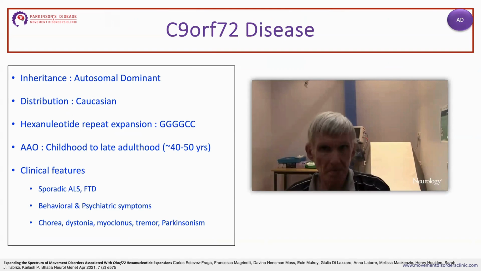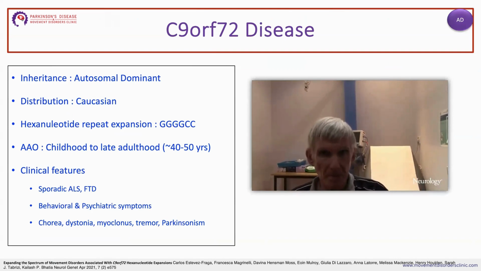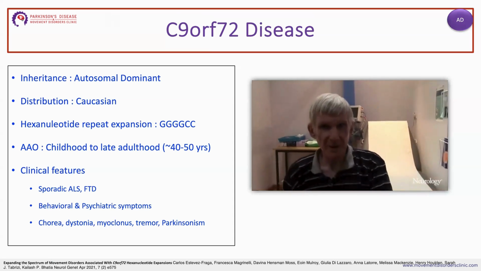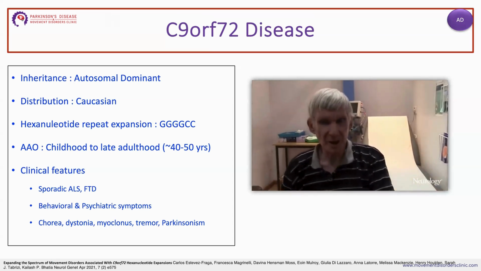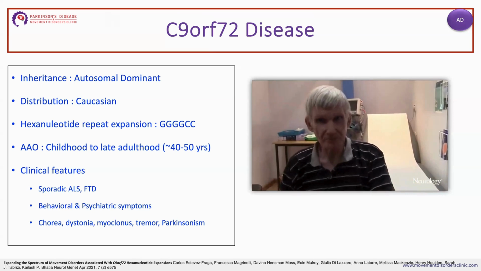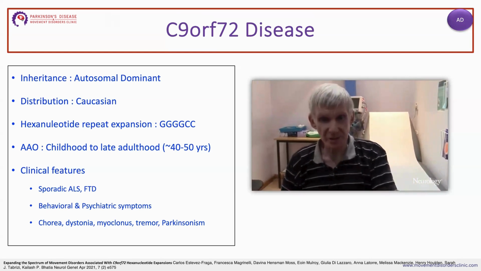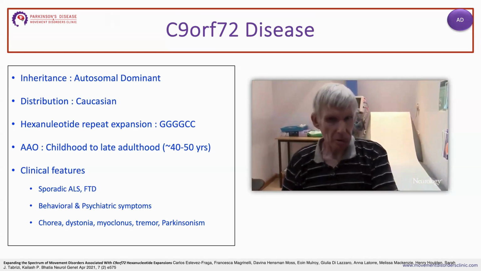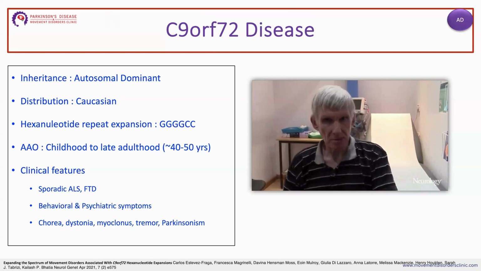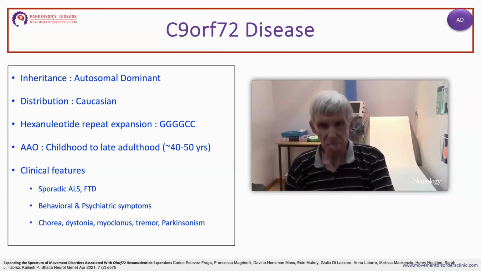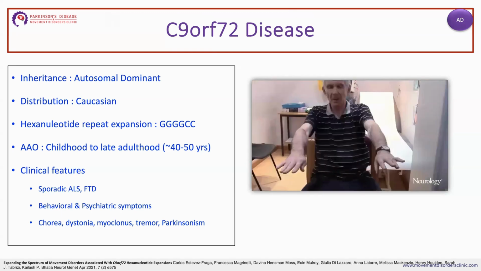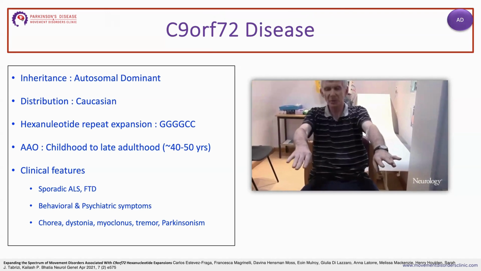So C9orf72 is an autosomal dominant Huntington disease phenocopy commonly seen in Caucasians, which occurs due to a hexanucleotide repeat expansion of GGGGCC. Common age of onset is around 40 to 50 years, and clinical features include sporadic ALS, FTD type of presentation, behavioral and psychiatric symptoms, chorea, dystonia, myoclonus, tremors, and Parkinsonism.